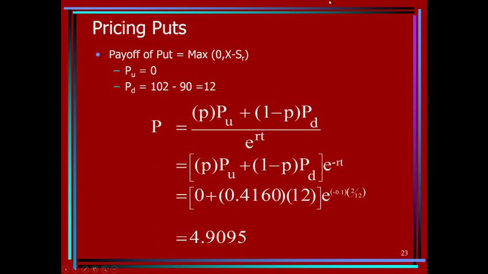Okay, so the put is 0 when it's out of the money. This is the price of the stock, right? So 102 minus 90, 12. So this put is in the money.